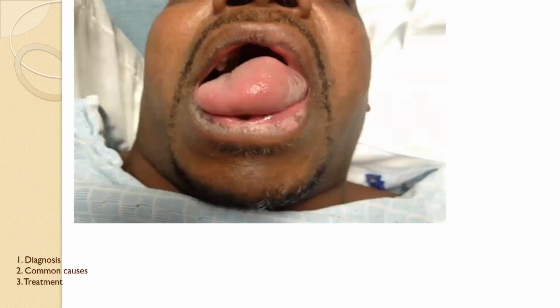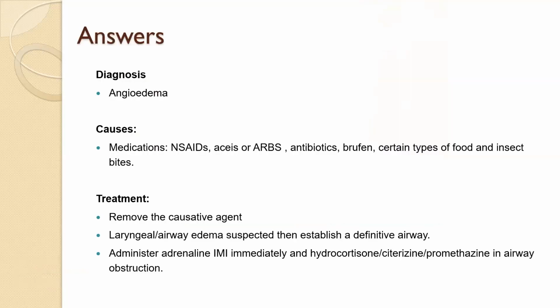Looking at this slide, this is a 54-year-old male that comes to you with a swollen tongue. He states he started high blood pressure medication 1 week ago, and the medication he feels caused it is Pharmapress. So just to run over this quickly, this is angioedema. The reason why I included it here is that it does represent generalized body swelling, and it can be sent to dermatology. Medications that generally cause the issue are NSAIDs, ACE inhibitors, angiotensin receptor blockers, antibiotics, and brufen, and there are also certain types of food and insect bites.